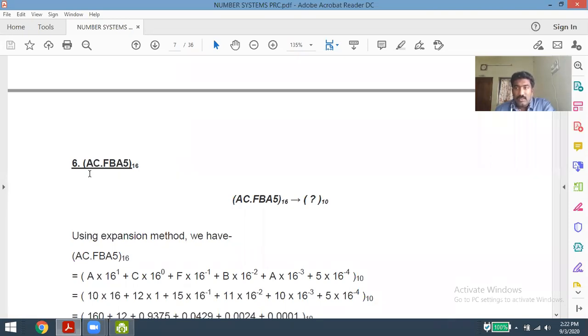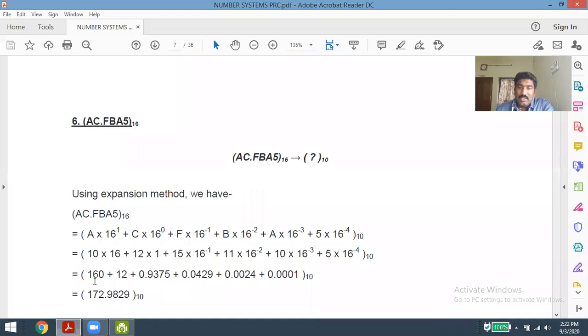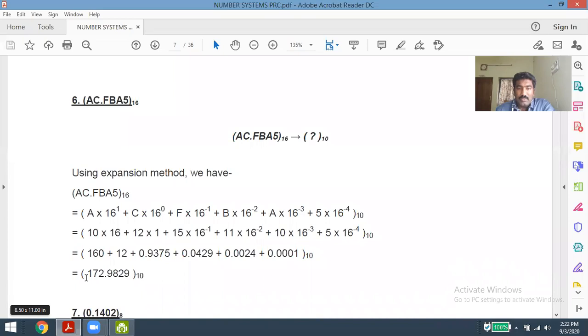There are no signs. These are unsigned values. So don't keep any signs here, plus or minus, whatever it may be. Some people will write plus here, like plus 172.9829 base 10. So it is wrong. Don't keep plus or minus here.